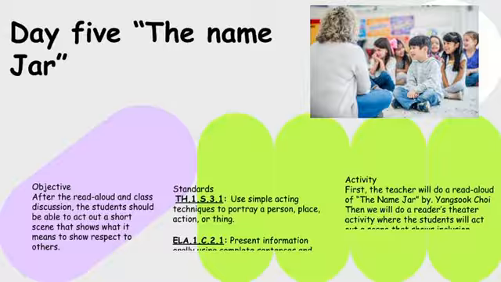Activities include a read aloud of The Name Jar by Yangsook Choi, doing a reader's theater where students act out a scene about including others, and then discussing why names are important and how they relate to identity. Students will be assessed through teacher observation during their group performance and from what they shared during the group reflection.